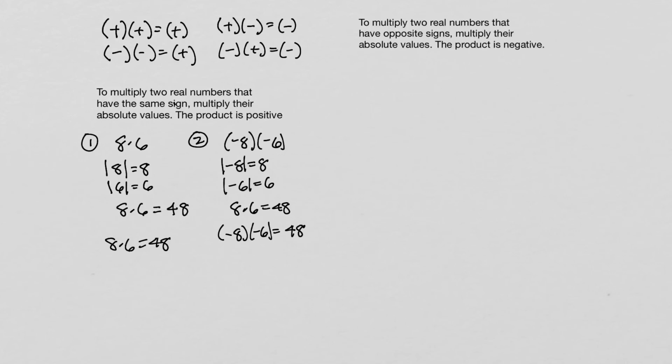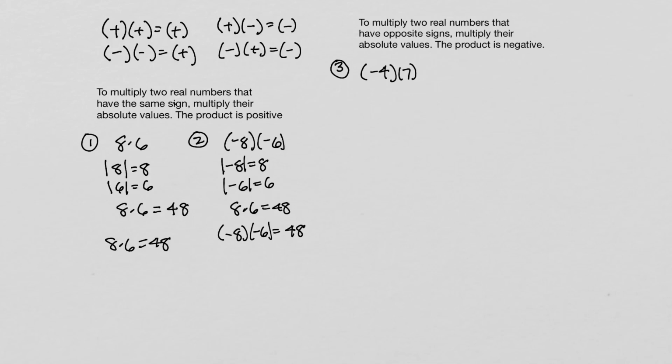So here's our other rule. That's going to be this one over here. So over here now, to multiply two real numbers that have opposite signs, that's this case over here, right? Opposite signs. You multiply their absolute values, and the result is negative. Let's try a few. Just a couple will do. So let's make this one number 3, and we can try this. What if we tried negative 4 times 7?